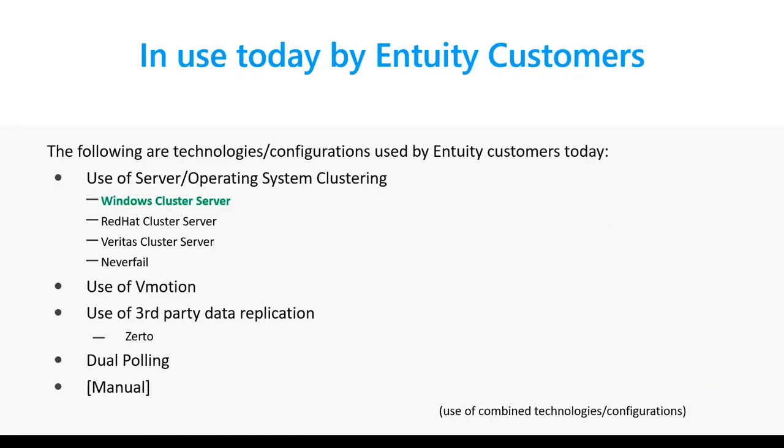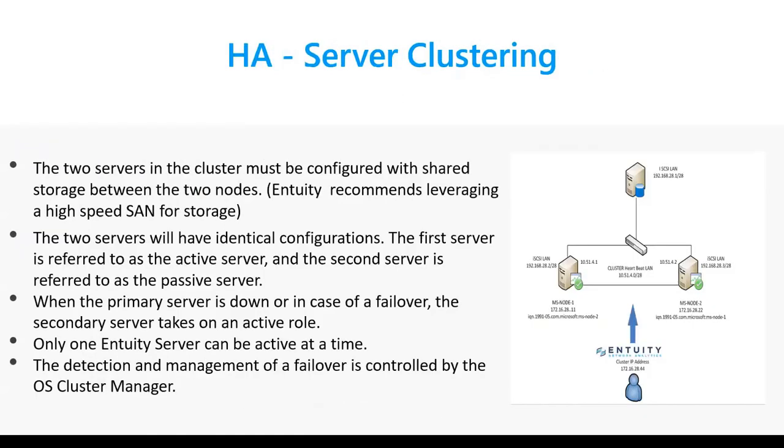Okay, so let's move on to the first one, which is the HA server clustering. As I said, Alex will be going into this in more detail through the demonstration. But really, this is just utilizing cluster technology with two servers, an active and passive server. When one goes down, the other one takes over. And so only one Entuity server is active at one time. And that detection and the management of that failover is controlled by the OS cluster manager, whichever one you use.